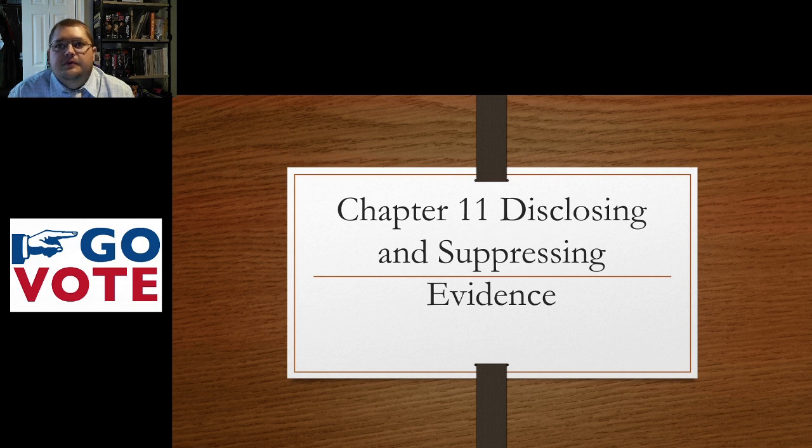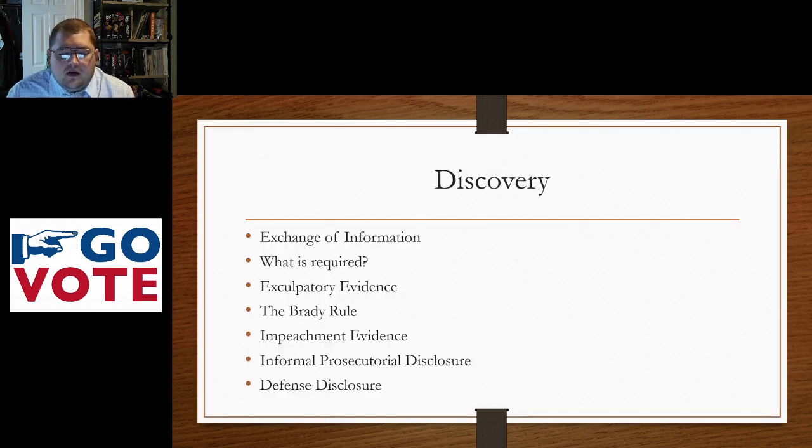In today's lecture, we're going to be covering Chapter 11 of the text concerning the disclosure and suppression of evidence during trial. The discovery process takes place typically after the case is going to be set for trial. Basically, it's an exchange of information. Typically, it's the prosecutor giving their information to the defense.